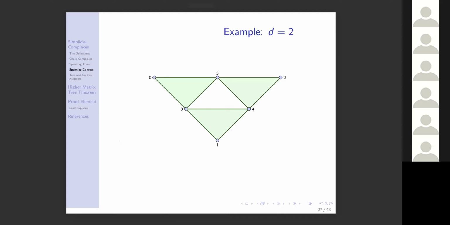Here's a picture of a spanning cotree when the dimension is 2. Here's a two-dimensional simplicial complex. The set of vertices is 0 through 5, and the stuff in green is all the one simplices and the two simplices. So there's no two simplex of the form 3, 4, 5, but there is a two simplex labeled 0, 3, 5, for example. Okay, so this is a two-dimensional simplicial complex. I want to write down a spanning cotree. So that's a one-dimensional subcomplex.